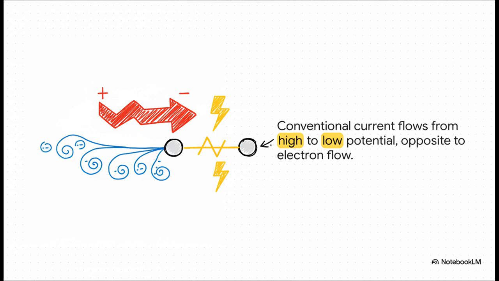See, this whole idea goes way back to Benjamin Franklin, long before anyone even knew what an electron was. And even though we now know he got the direction of the actual particles wrong, his convention just works. It works perfectly for all the math, so we've just stuck with it ever since. It's a super important little detail to keep in your back pocket.